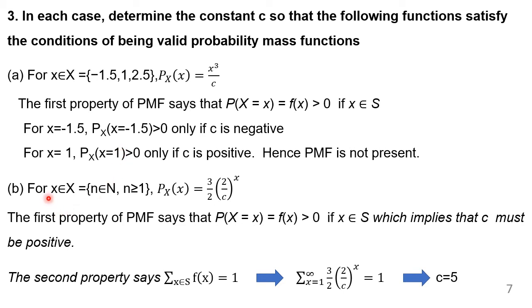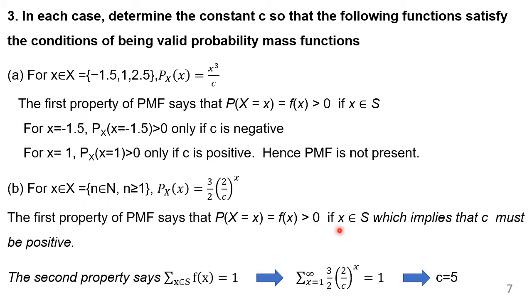We'll take the second one. For all x value belonging to X, and n belonging to N greater than or equal to 1, qx of x is equal to c times 3 by 2 divided by 2 by 3 to the power x. We'll apply the first property of PMF.